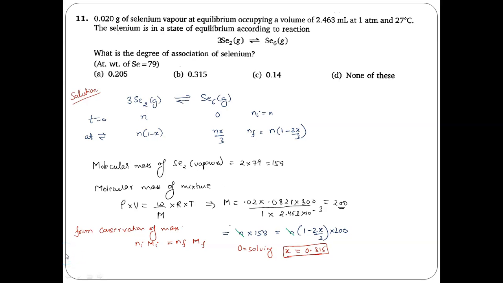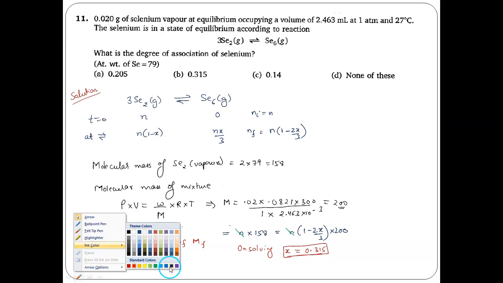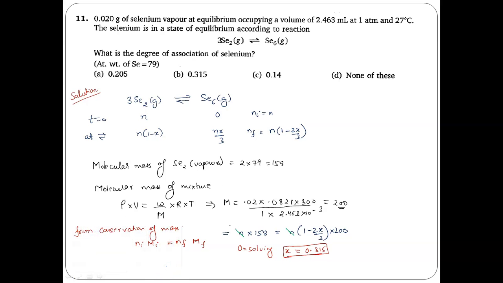Hello, this is an important question of chemical equilibrium, and it says that 0.02 gram of selenium vapors at equilibrium occupying a volume of 2.463 ml at 1 atmosphere and 27 degrees centigrade. The selenium is in a state of equilibrium according to these reactions. So we can see that in this reaction there is an association happening. So for such a question we find the degree of association.